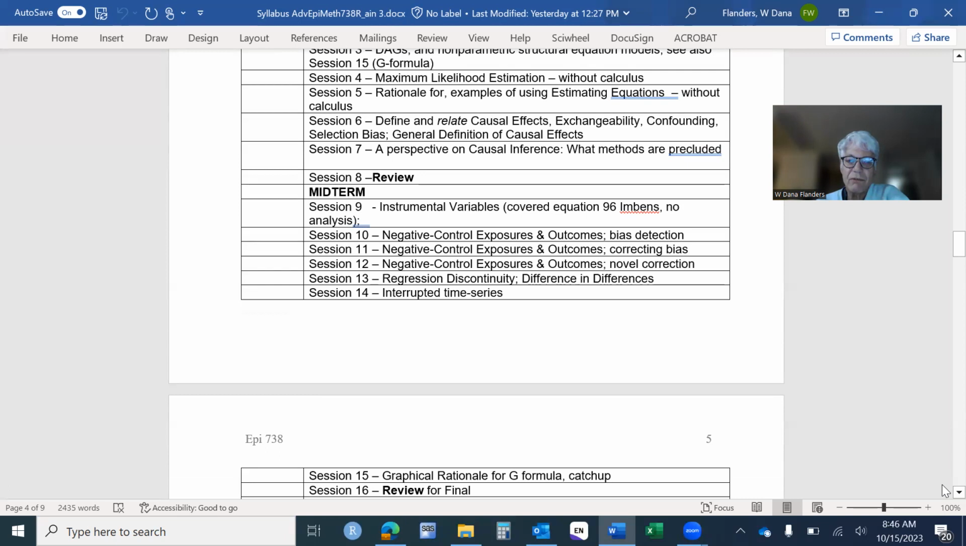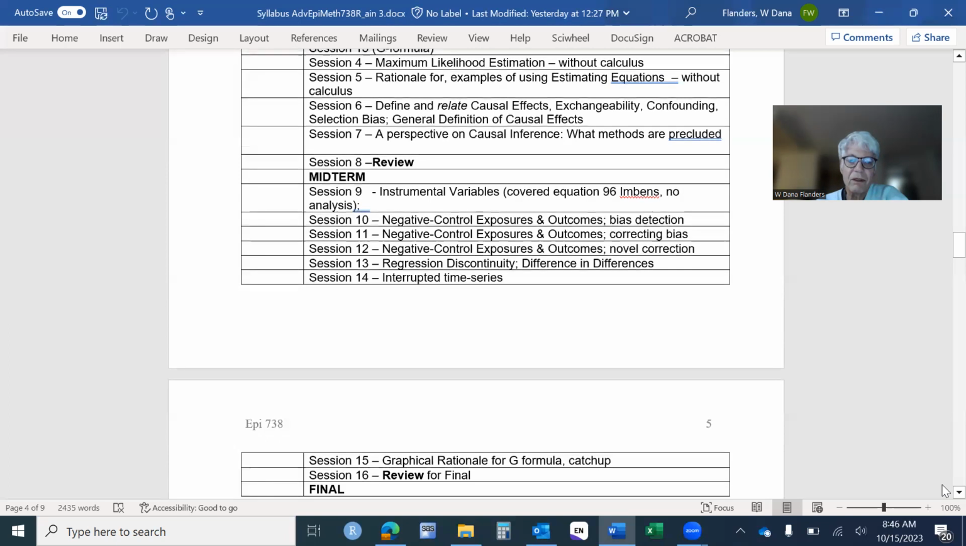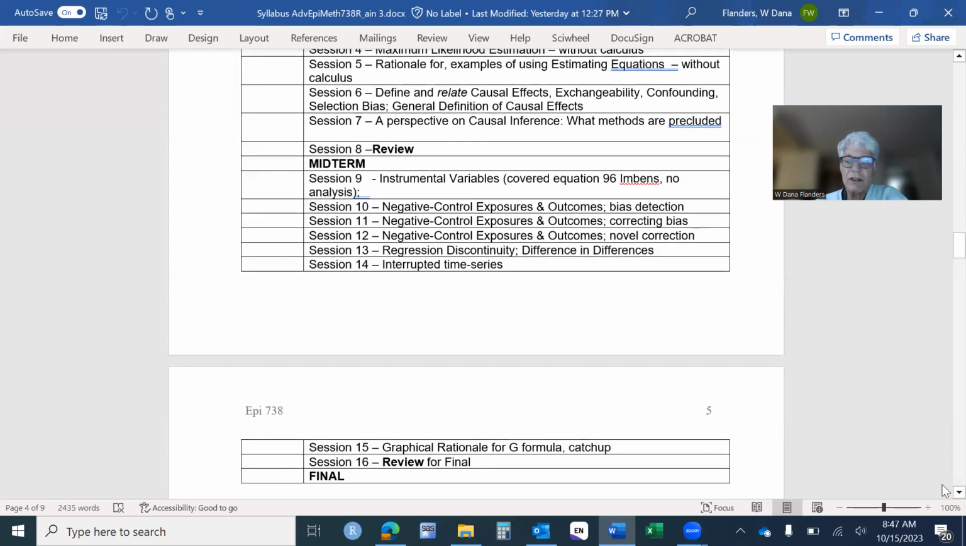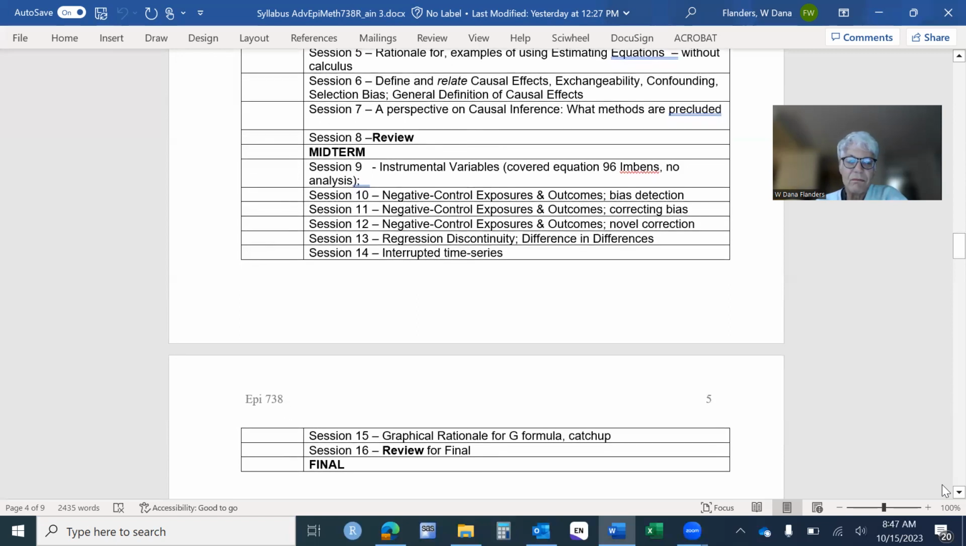Another interesting few sessions involve instrumental variables and negative control exposures and negative control outcomes. These are favorite research topics of mine, and I look forward to discussing them in the course. Some approaches, sometimes collectively referred to as quasi-experimental, include regression discontinuity, difference in differences, and interrupted time series. And we'll spend some time discussing those approaches.